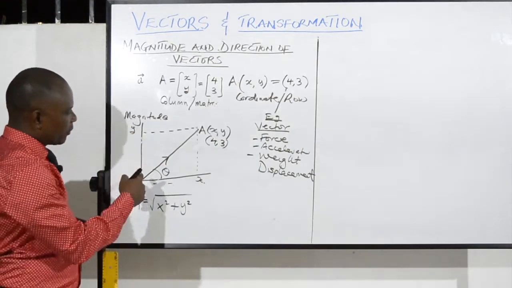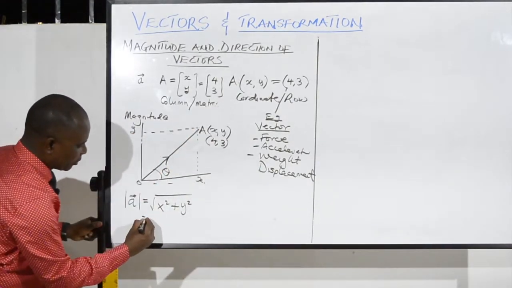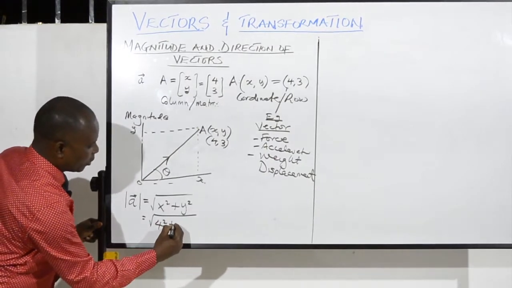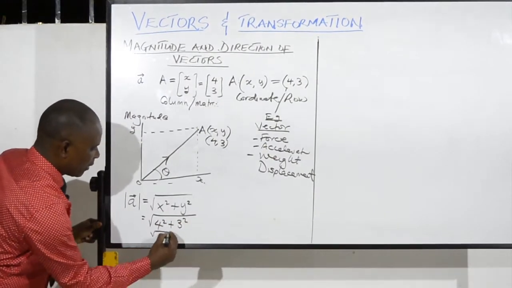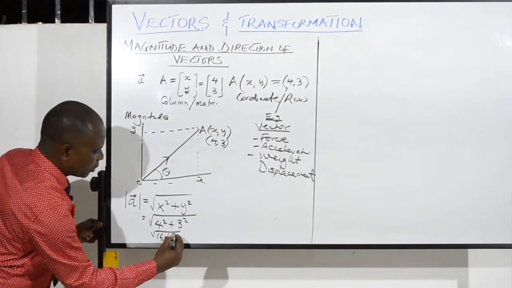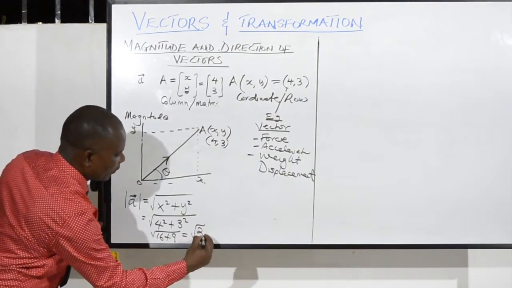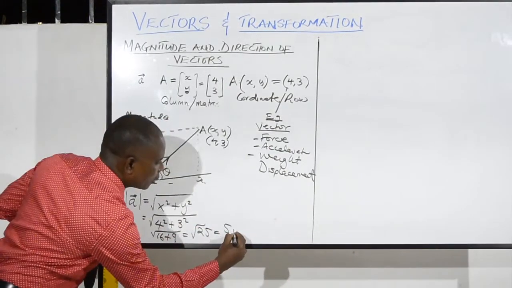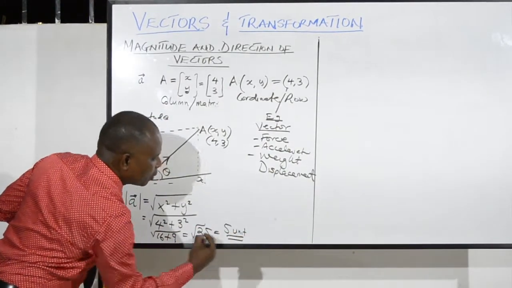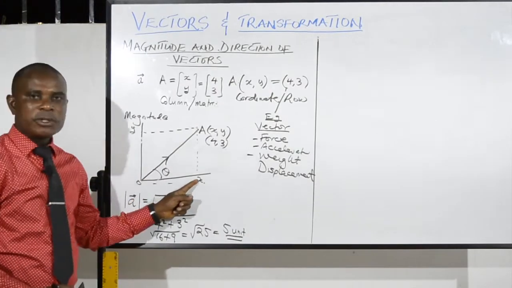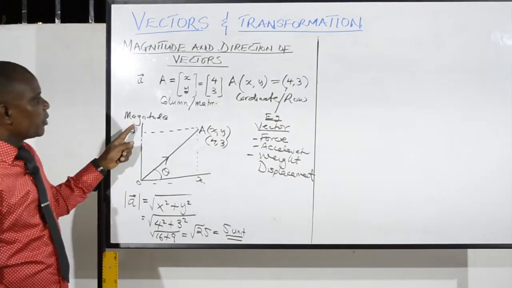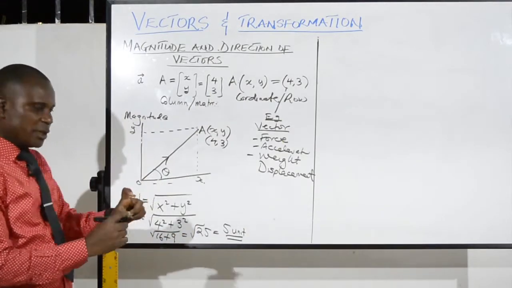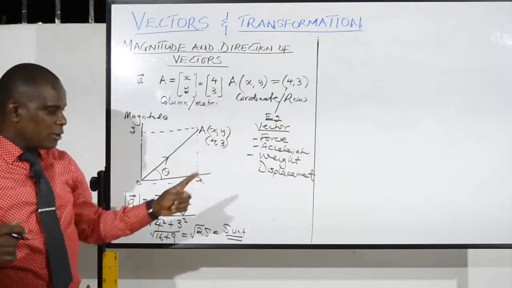So now we want to find the magnitude of that vector. This is the formula: 4 squared plus 3 squared. So this is 16 plus 9, which is the root of 25, which is 5. So the magnitude of this is 5 units. The x was 4 units, the y was 3 units. Now we found the magnitude of this vector, which is the size of the vector. How long is our vector? That's the size of it.